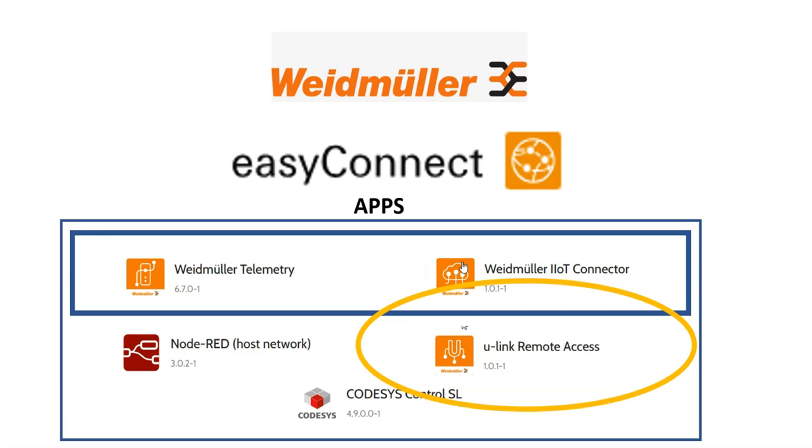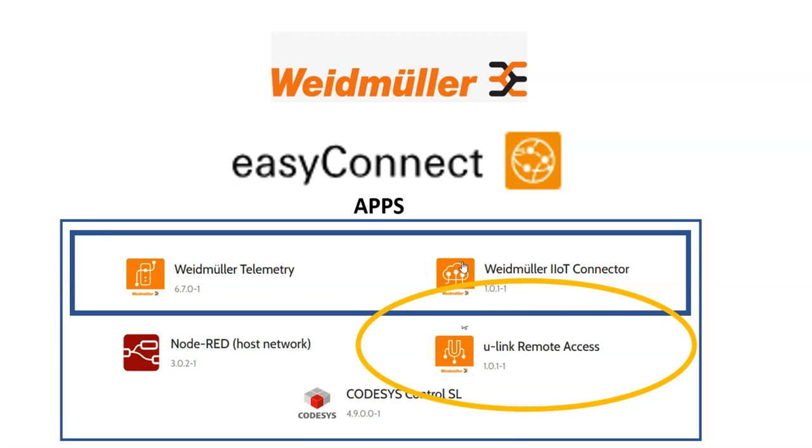Hello, this is another video in this series regarding Weidmuller easyConnect cloud service and related apps. In this video we'll be looking at setting up uLink remote access, meaning I could have a controller or IIoT Gateway on a different site, maybe in France, Germany, somewhere else in the UK, on a customer's premises in a factory, and I can remotely access it securely using Weidmuller's uLink service.